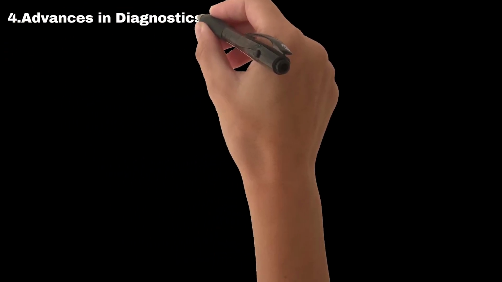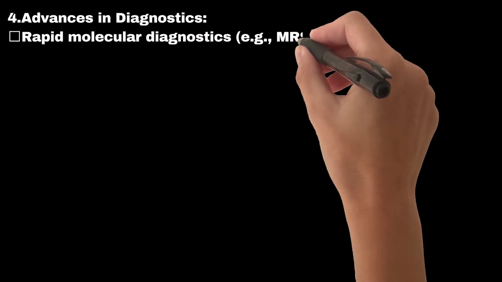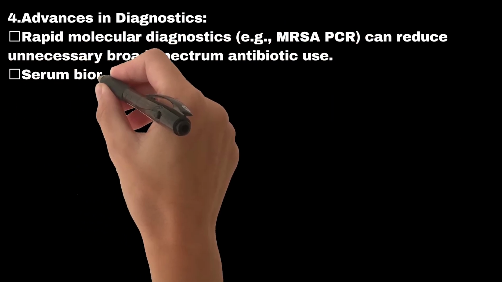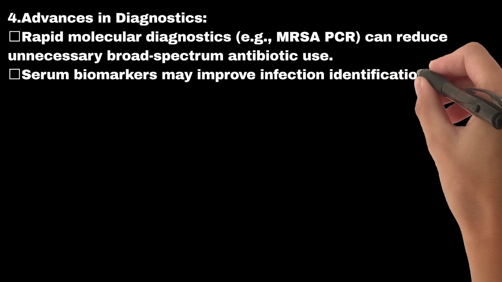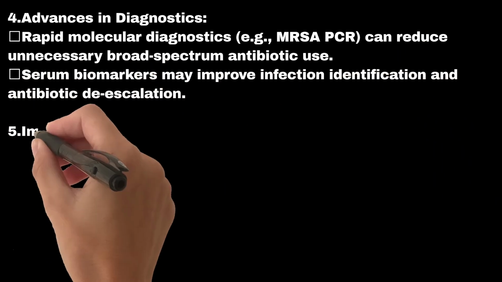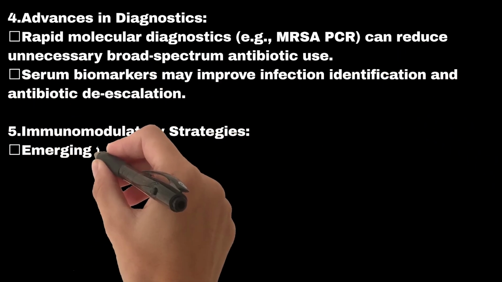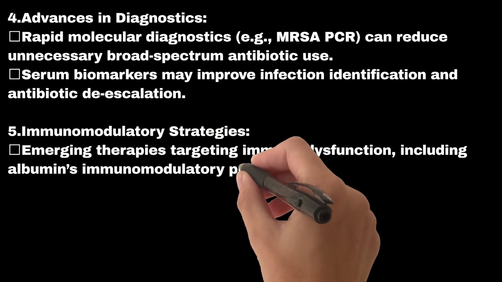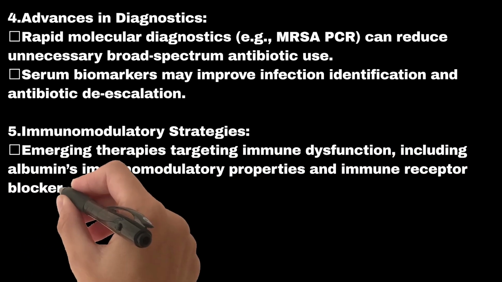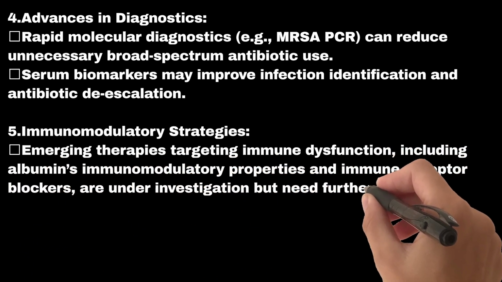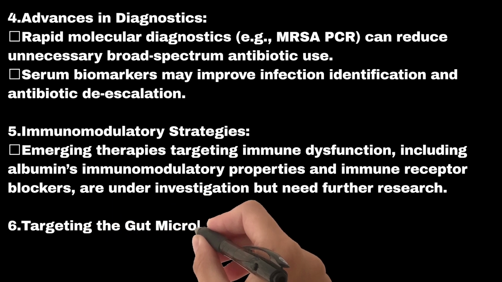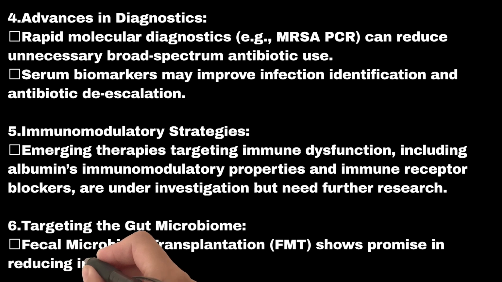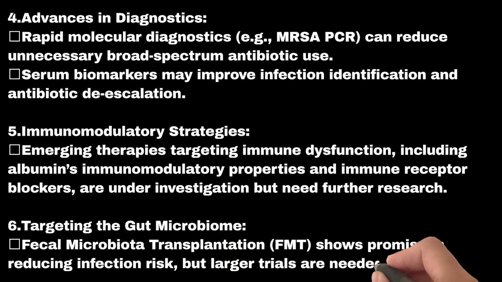4. Advances in diagnostics. Rapid molecular diagnostics, like MRSA PCR, can reduce unnecessary broad-spectrum antibiotic use. Serum biomarkers may improve infection identification and antibiotic de-escalation. 5. Immunomodulatory strategies. Emerging therapies targeting immune dysfunction, including albumin's immunomodulatory properties and immune receptor blockers, are under investigation but need further research. 6. Targeting the gut microbiome. Fecal microbiota transplantation shows promise in reducing infection risk, but larger trials are needed.